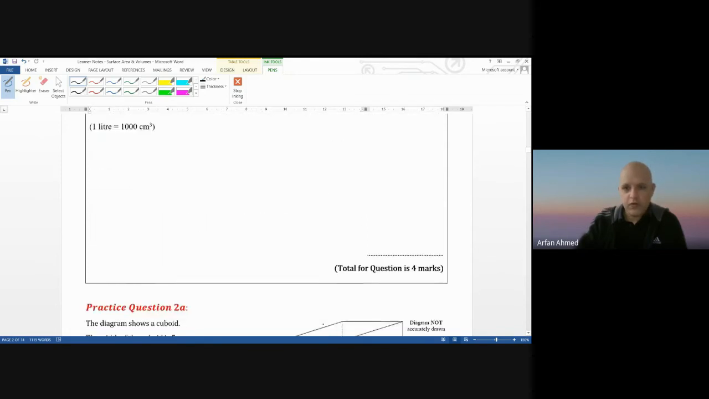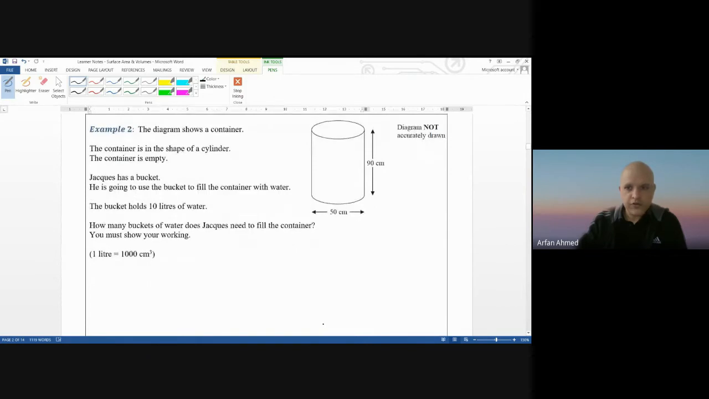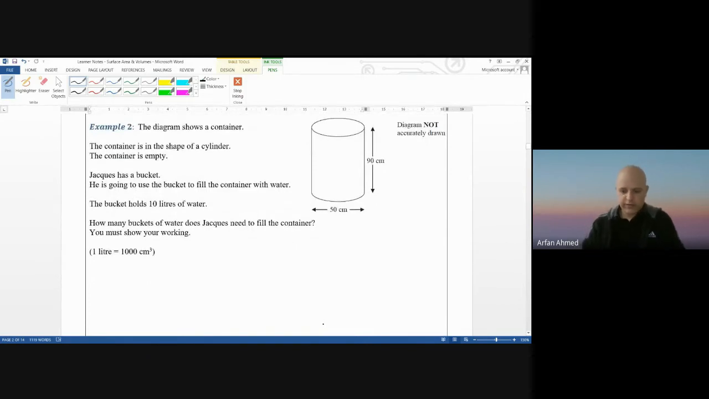Okay, 4 marks. This looks like a functional skills type of question. Functional skills level 2. Very similar sort of style, isn't it? So obviously it's to do with volume. We need to work out the volume of this container and work out how many buckets we need to fill that. Okay, we'll get to that in a minute. Let's work out the volume first.